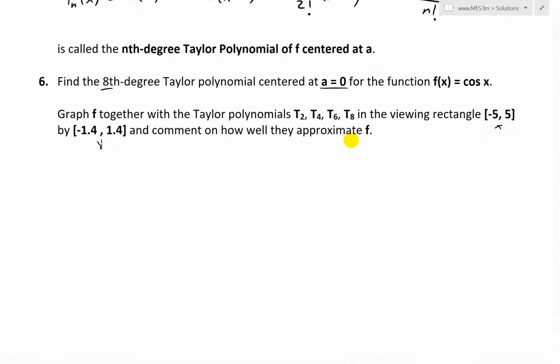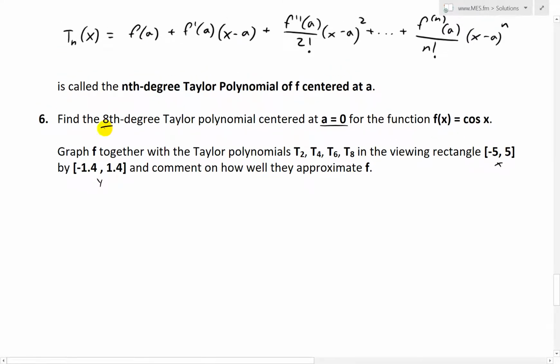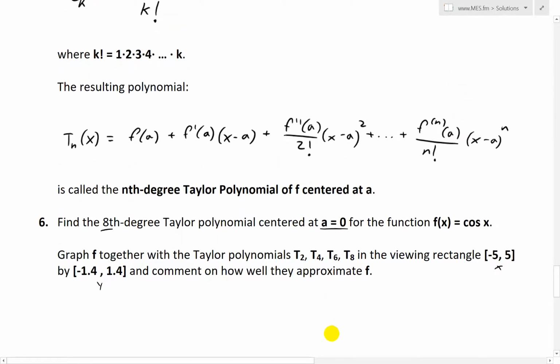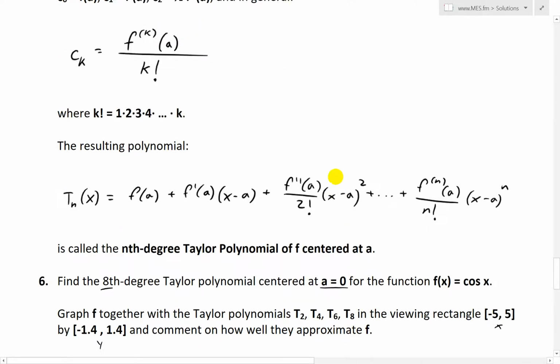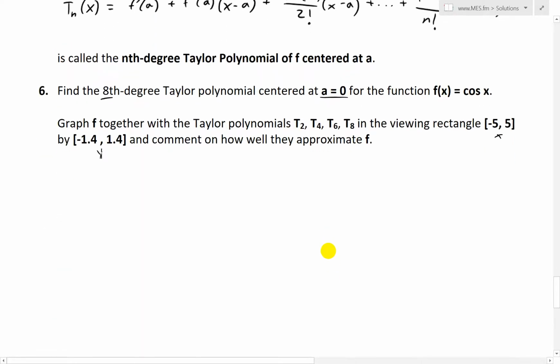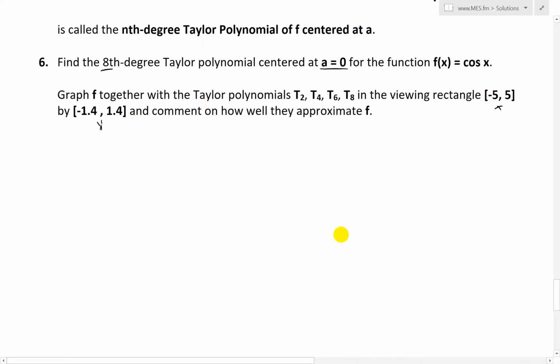So here, first of all, we're asked to find the 8th degree Taylor polynomial, and the T2, the second degree, and the 4th and the 6th degree are all encompassed by the 8th one. This one includes all of them, as I showed above here. The nth one includes the 1, 2, 3. So we could just solve for the 8th one, then we've automatically solved for the 2, 4, and 6. So let's go ahead and start solving this.